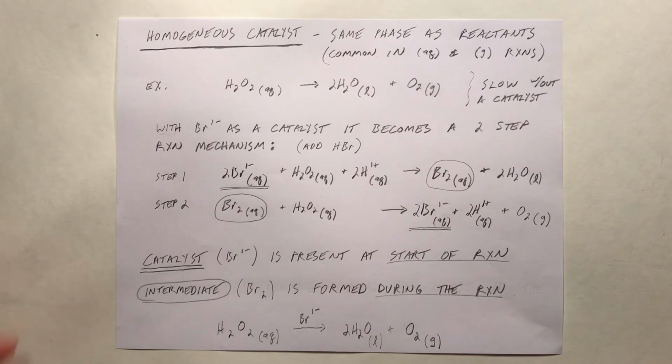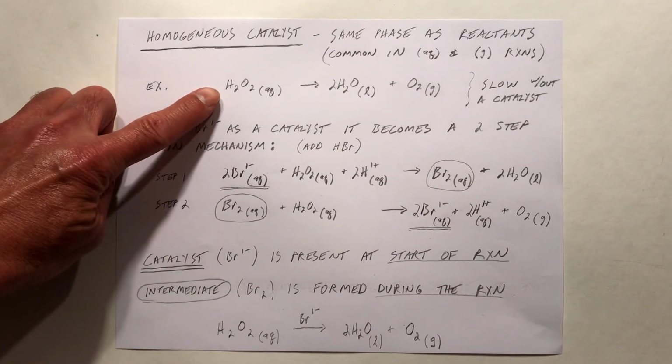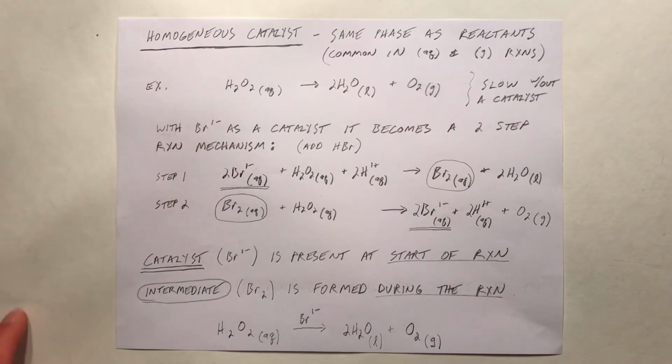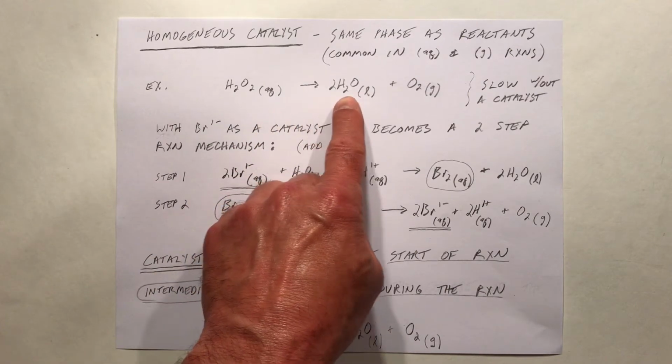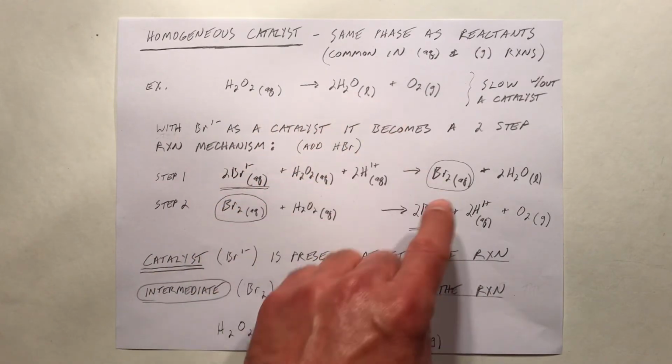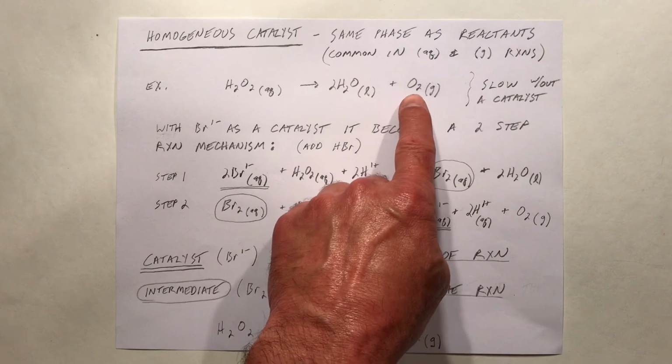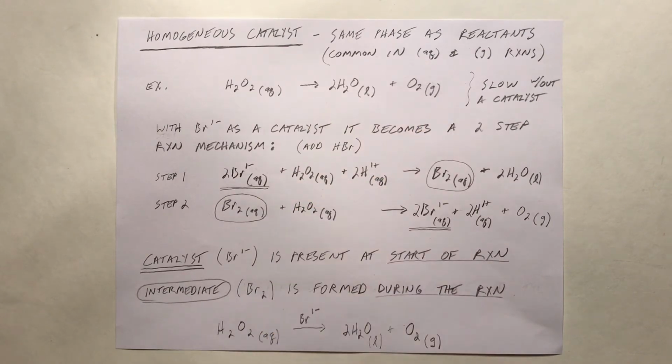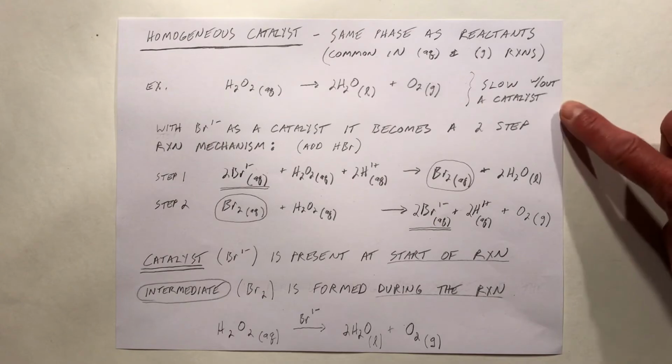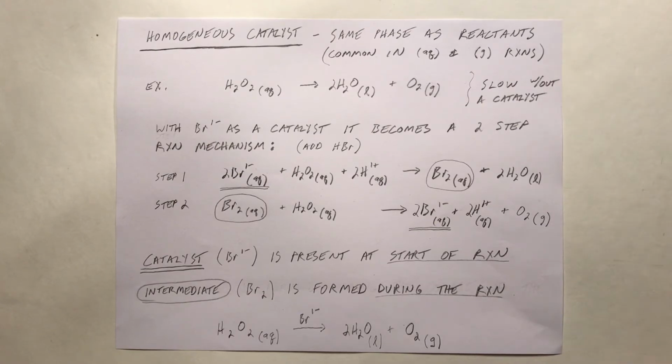So let's consider this example. We have aqueous H2O2, which is hydrogen peroxide, decomposing to form two H2Os that are liquid, that's two water molecules, and one O2 gaseous molecule, that's gaseous oxygen. Now that's a slow reaction without a catalyst.